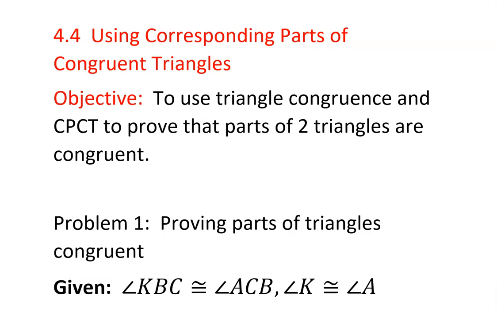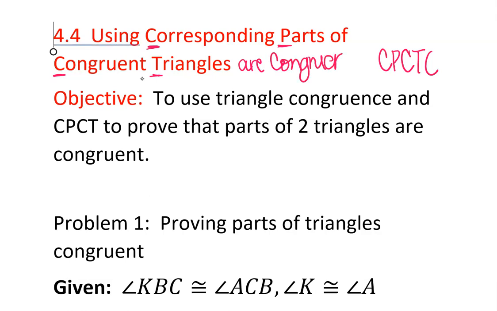4.4, using corresponding parts of congruent triangles. We're going to call corresponding parts of congruent triangles congruent CPCTC. So corresponding is the C, parts is the P, the "of" doesn't have one, congruent is C, triangles is T, and then our congruent is going to be added to that. And that's the other C, so CPCTC.